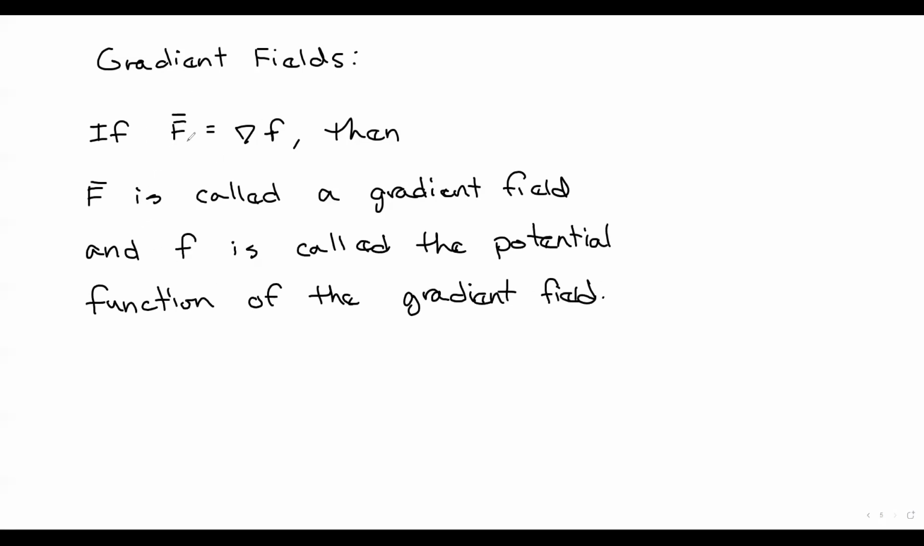Okay, so again, we're using capital F here for our vector field. If you've got a vector field and it comes about by taking the gradient of a function, then that vector field is called a gradient field, or if you want to get the word vector in there, a gradient vector field. And f is called the potential function of the gradient field. Let's see an example for that.